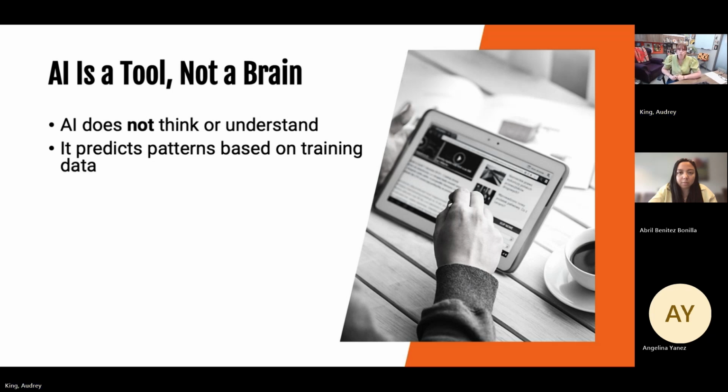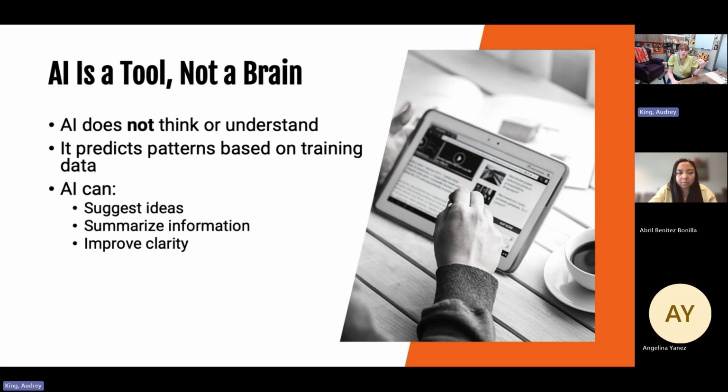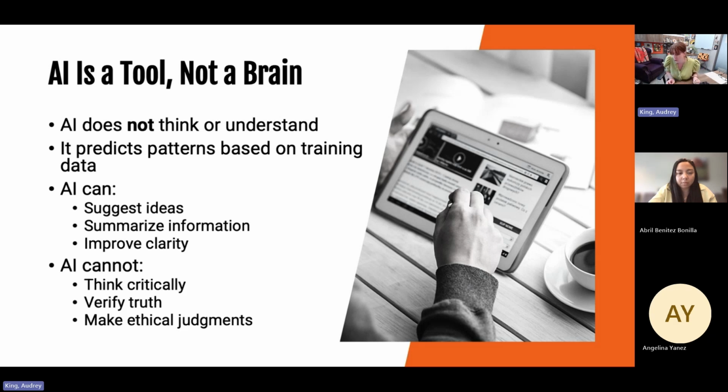The powers that be input piles and piles and piles of data into AI, and then AI sorts through it in a way that helps us predict patterns and know what that looks like. So AI can do a lot of very useful things. It can suggest ideas, it can summarize information and improve clarity, but it does not think critically. It can't verify truth or make any ethical judgments.